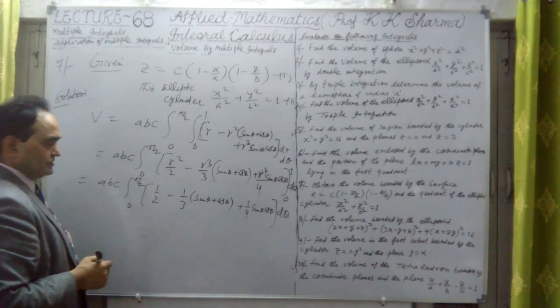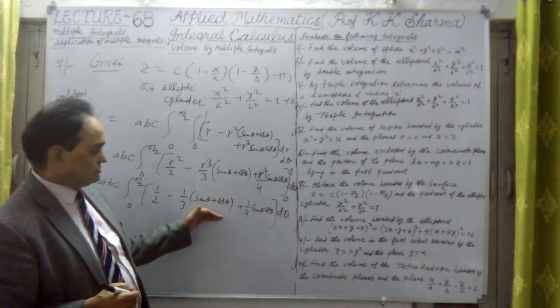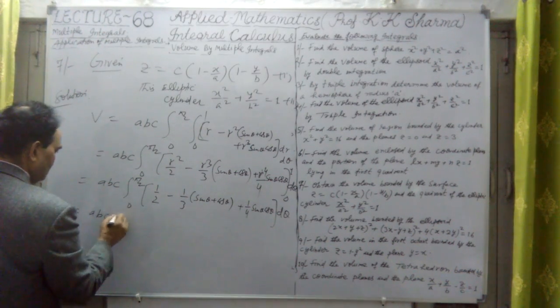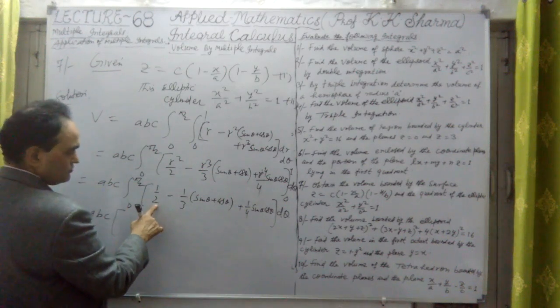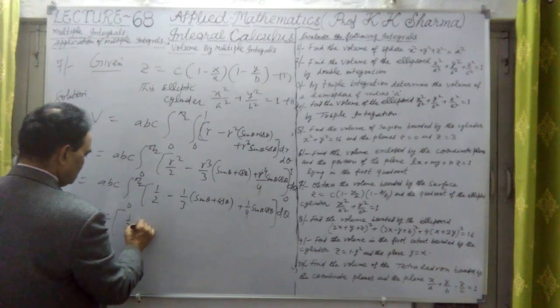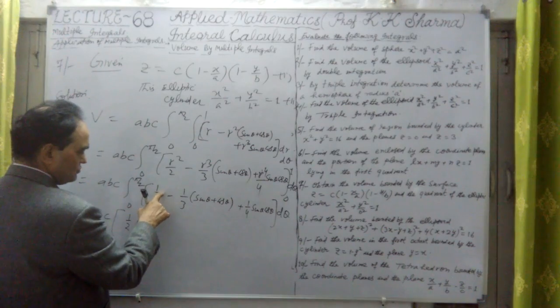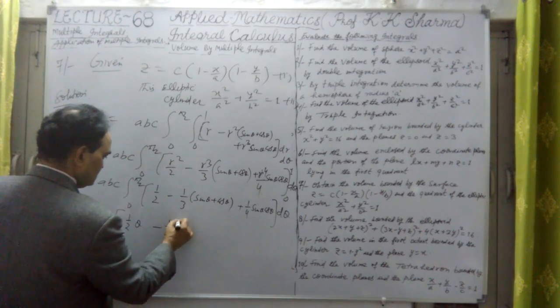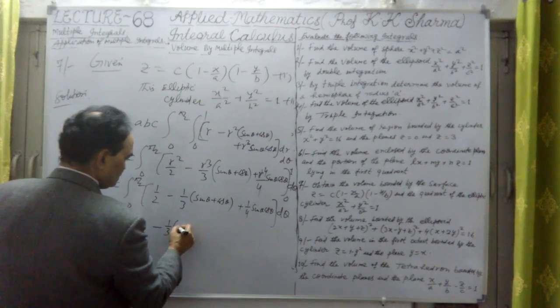Now it is to be integrated with respect to theta. Let me write abc: the integration of 1 over 2 is theta, because theta is not there, minus 1 over 3 times the integral of sin theta, which gives minus cos theta.